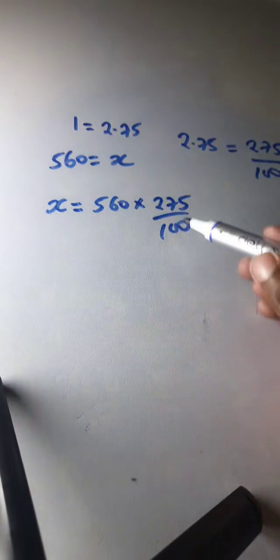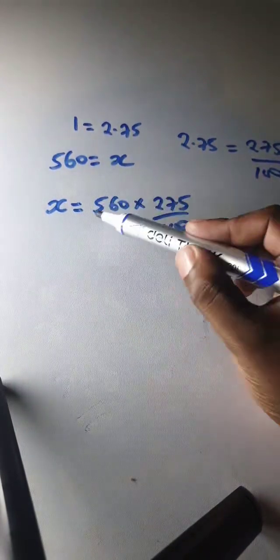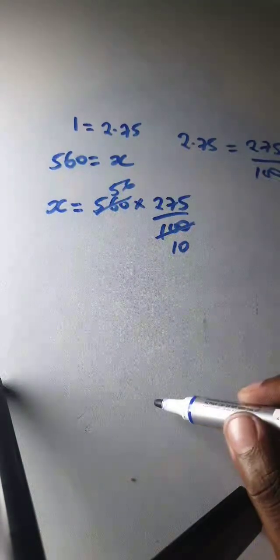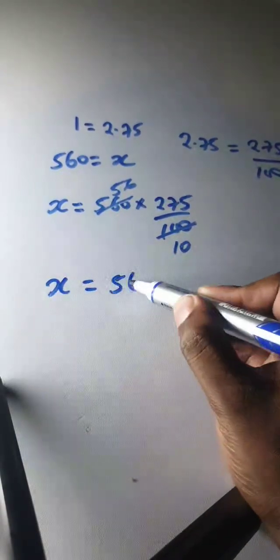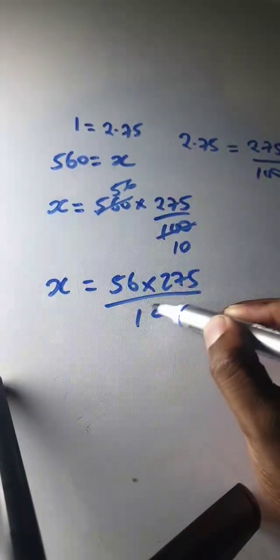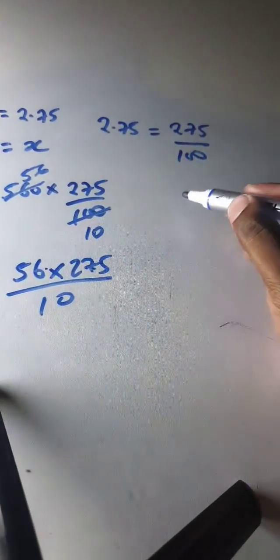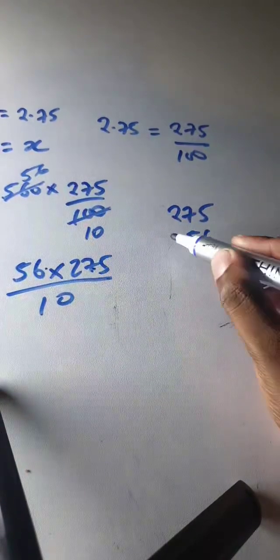Then after that, we can say 10 into 100 is 10, and 10 into 560 is 56. So x is equal to 56 times 275 over 10. Now separately, let's work on 275 times 56.